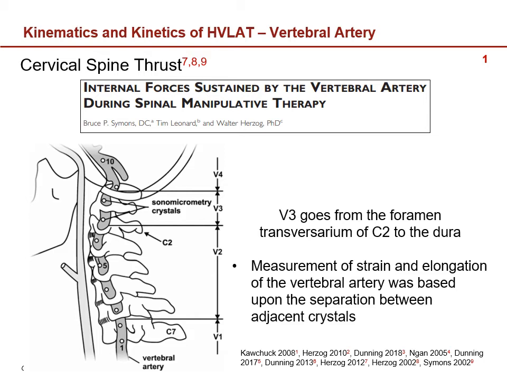The measurement of strain and elongation of the vertebral artery was based upon the separation between the adjacent crystals. So as the cadavers were taken through the manipulation, the strain and the force was determined by how much displacement there was between one crystal and the next. Specifically, if we're looking at the V3 segment there, you can see the two arrows denoting that.